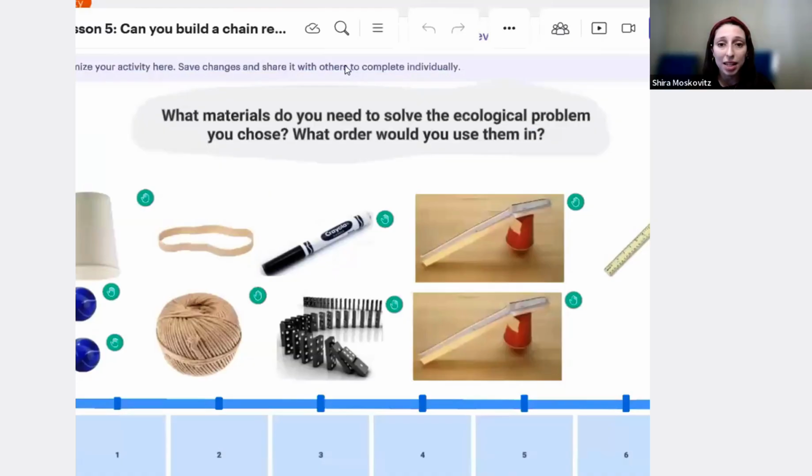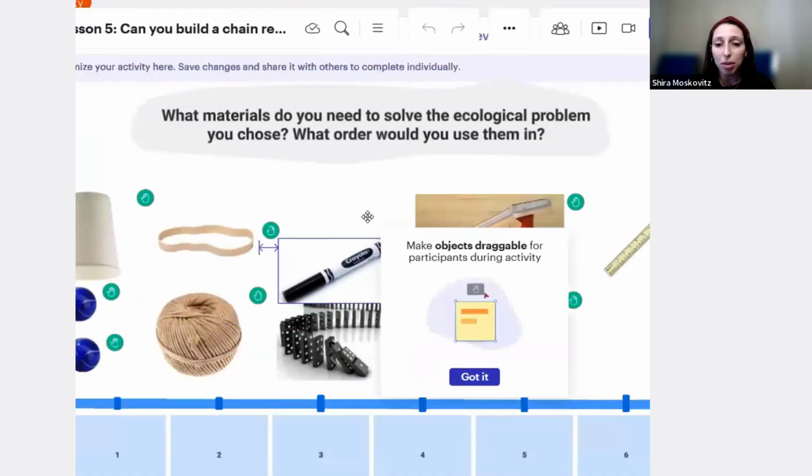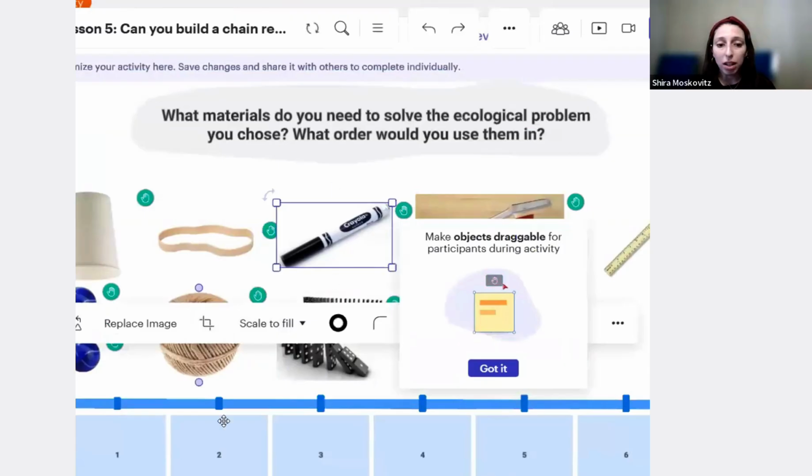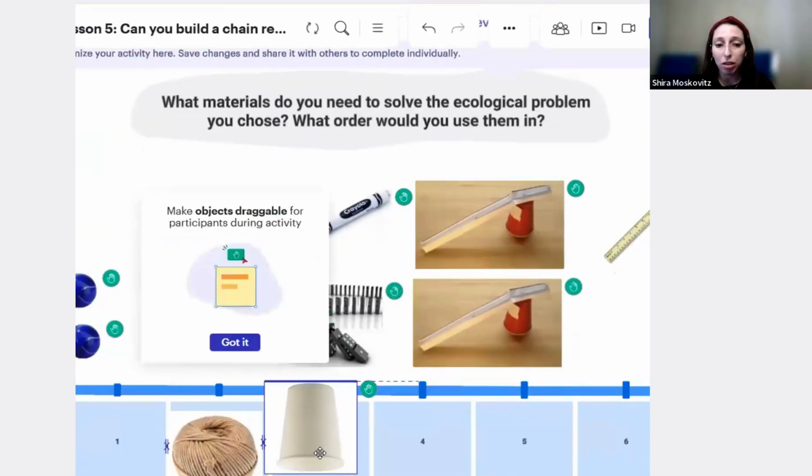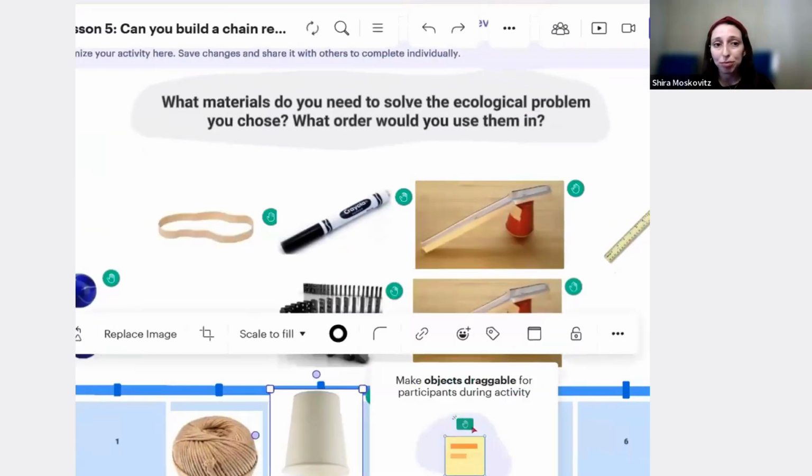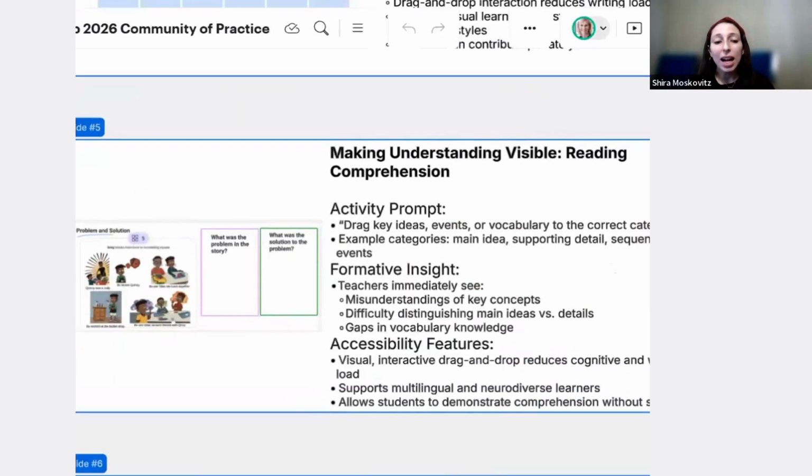And I have that example here as well, where my students could drag and drop in what order they would need all of their different materials. And then I have another example where I used a story that I had read with some really young students, making their comprehension visible. So it was a simple visual activity, a drag and drop.